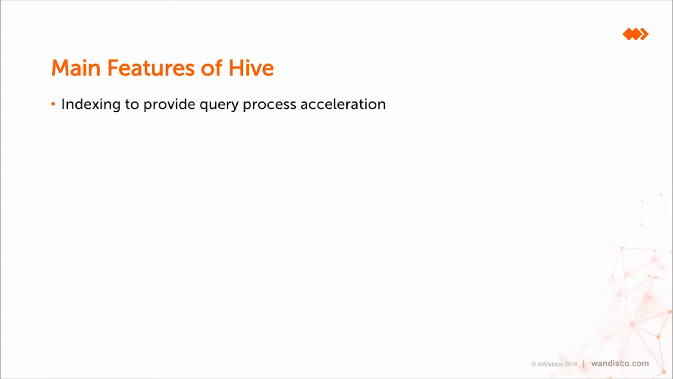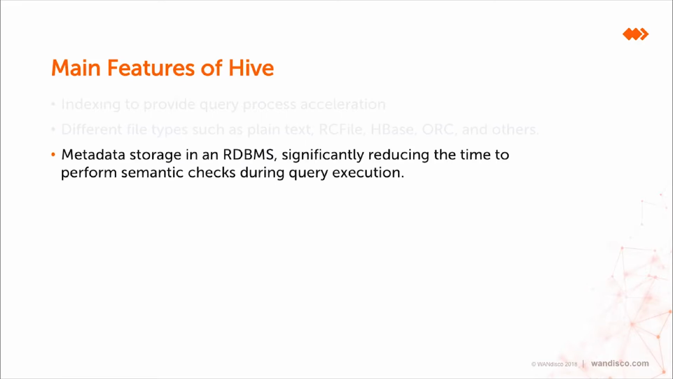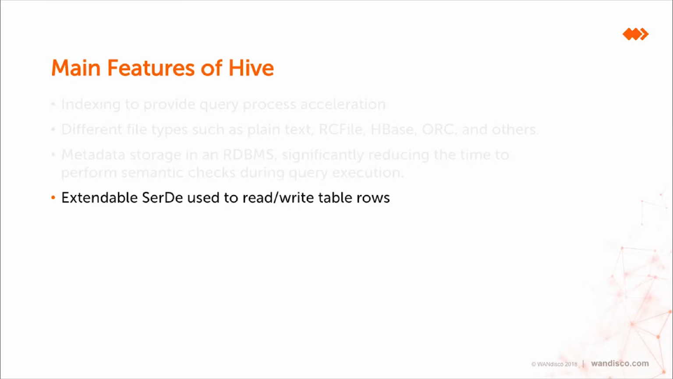The main features of Hive: it allows you to index data to provide query process acceleration. Different file types such as plain text, RC file, HBase, and others are capable of being used in a Hive warehouse. It's very common to see comma-separated files loaded into HDFS and queried by Hive. The metadata storage is in a relational database that significantly reduces the time to perform schematic checks during query execution, and these relational databases in Hadoop are typically Postgres or MySQL.